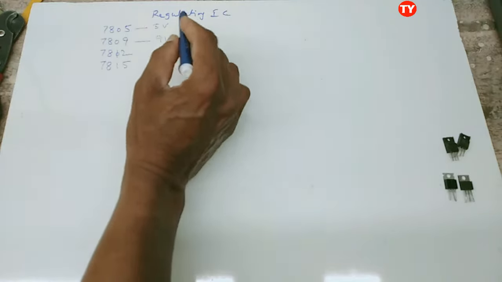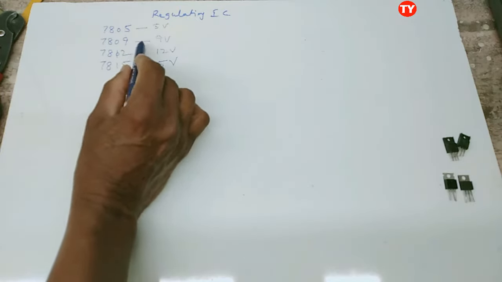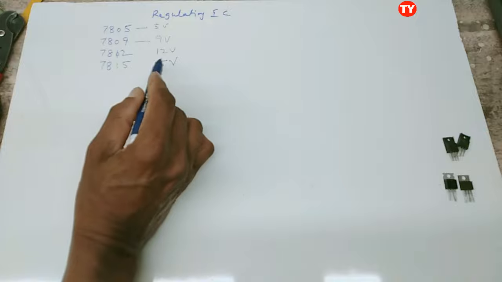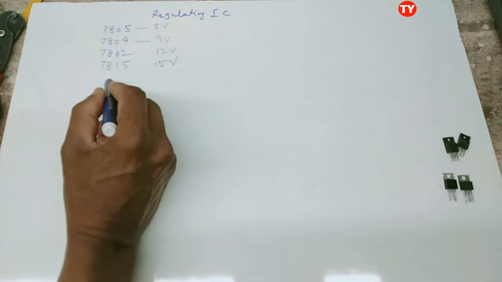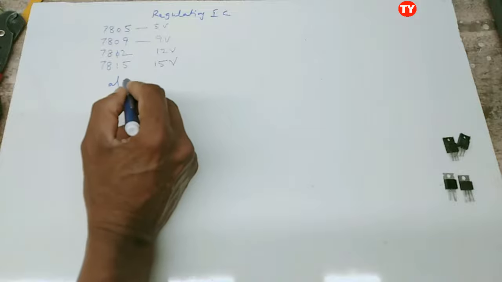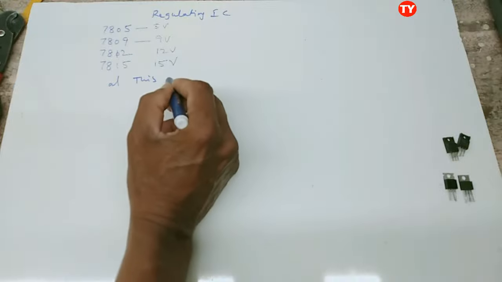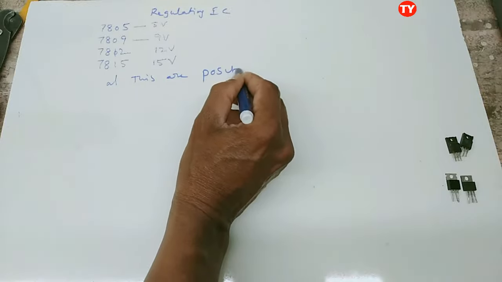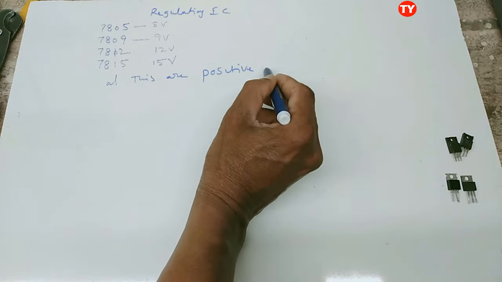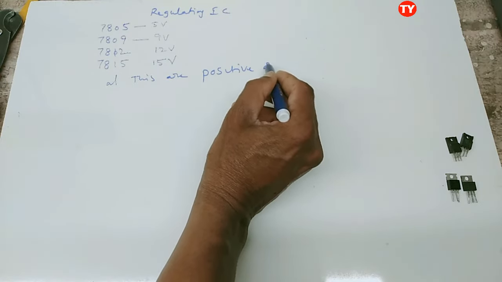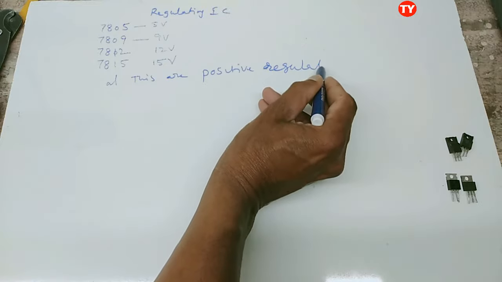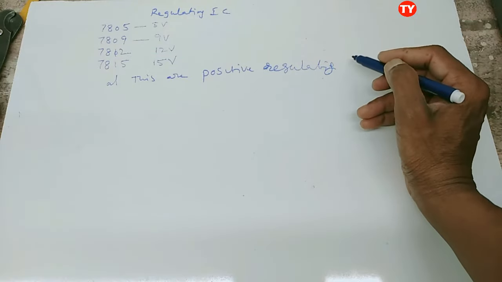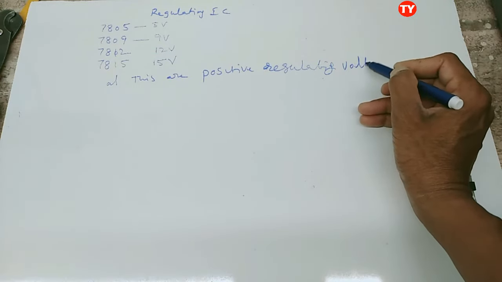7805 and 7809, 7812 12 voltage, 7815 15 voltage. All these are positive regulating voltage ICs.